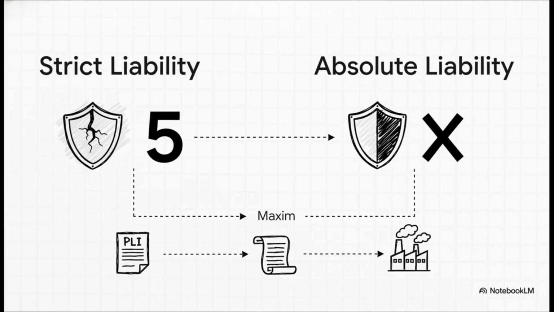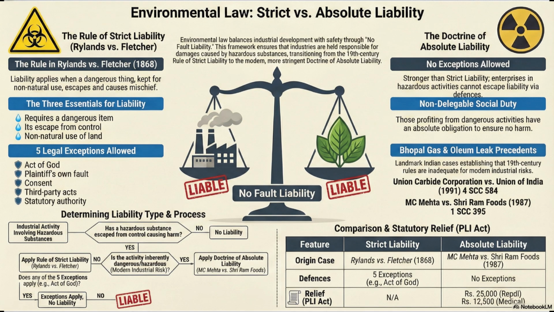All right, let's do a super quick final recap of the must-know points. Strict liability, that's the Old English rule from Rylands versus Fletcher, and it has 5 exceptions. But the big takeaway from modern India is absolute liability, which came out of the MC Mehta case. It applies to all hazardous industries and has 0 exceptions. And it all goes back to that fundamental idea: you can't use your property in a way that injures others.